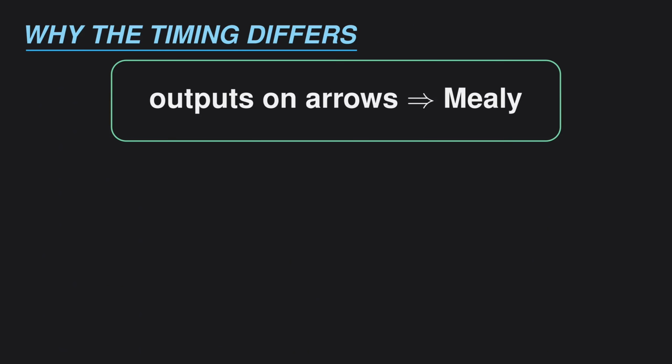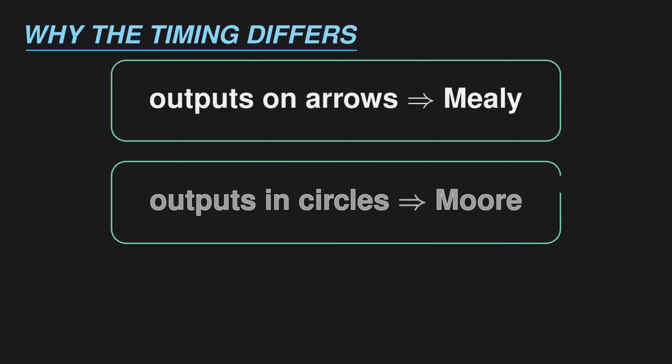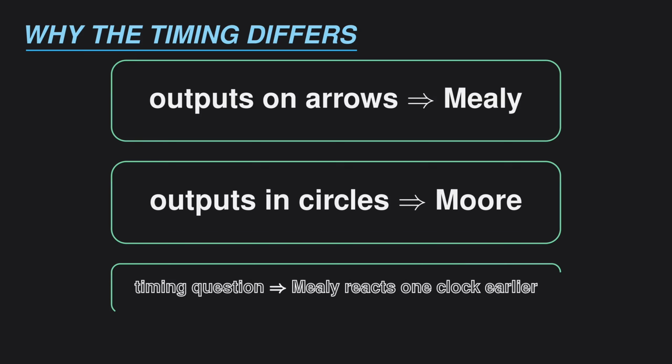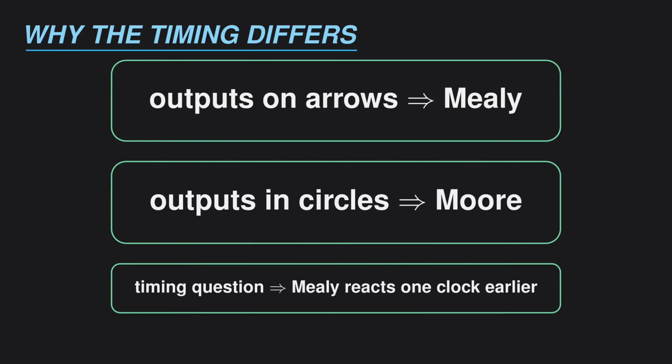When you see outputs written on the arrows, your brain should instantly say Mealy. When you see outputs inside the circles, your brain should instantly say Moore. And when a question asks about output timing, immediately think Mealy reacts 1 clock earlier.